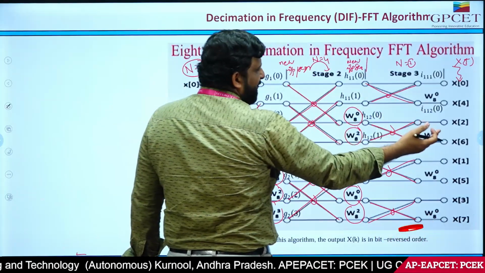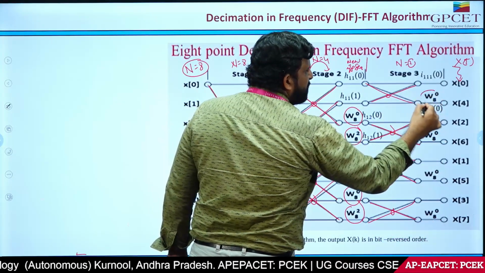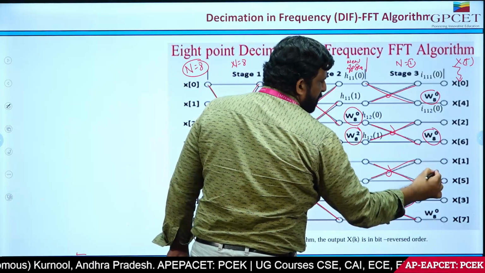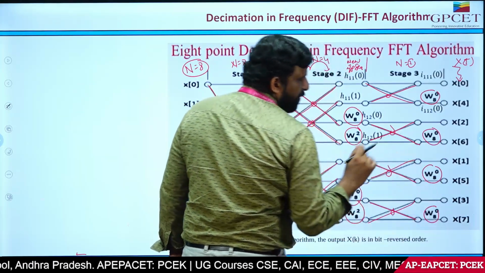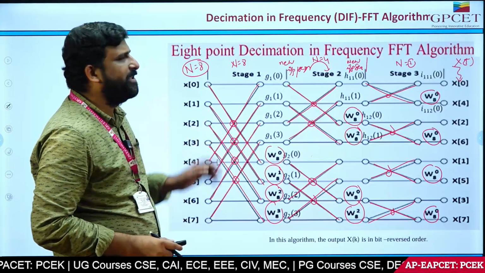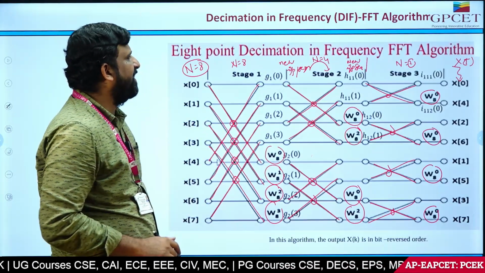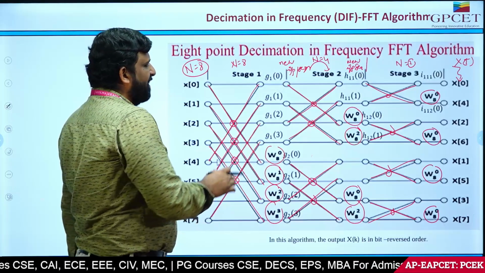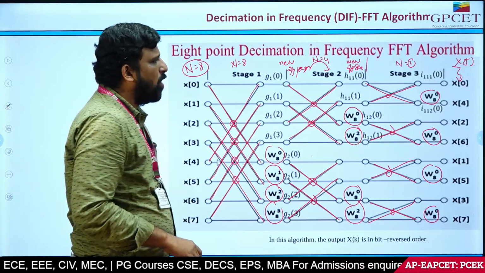And after the final stage, you are only going to see W8 to the power of 0, W8 to the power of 0, W8 to the power of 0 and W8 to the power of 0. Fine. I think you got clarity on how we are going to draw this particular DIF, decimation in frequency, for the FFT algorithm. So this is the basic block diagram.